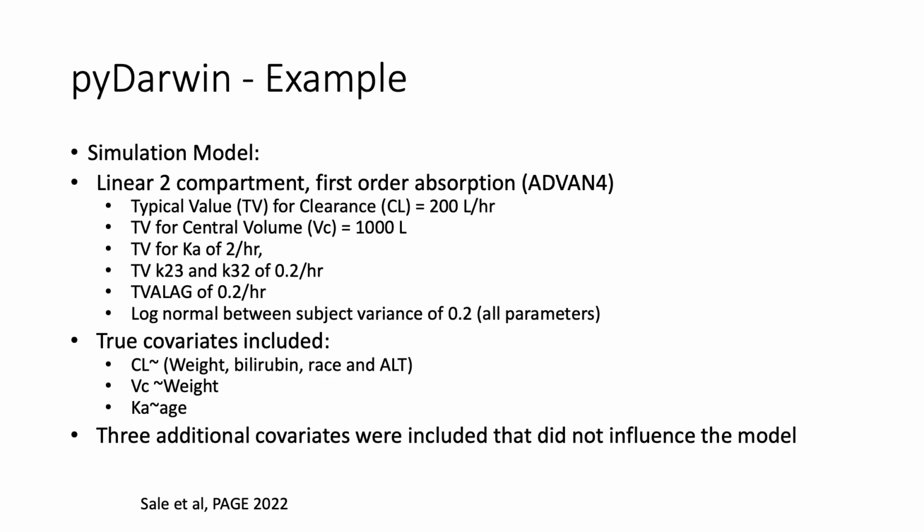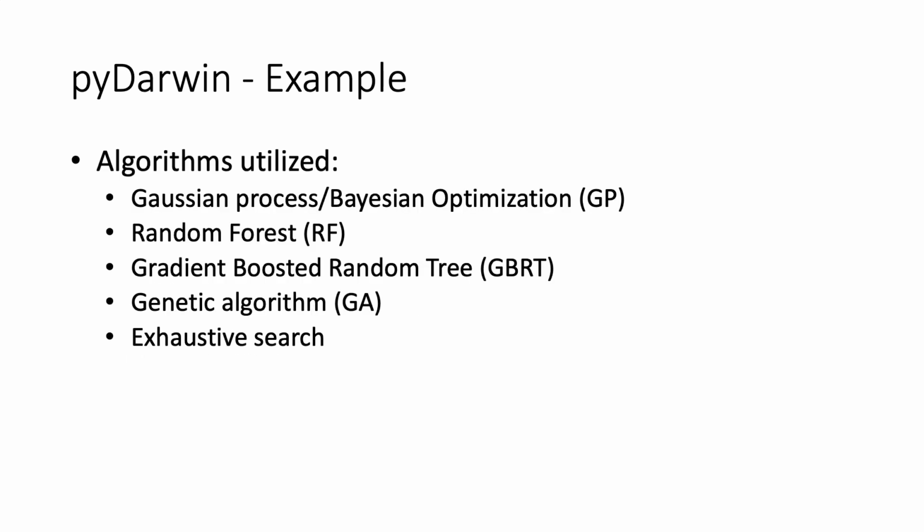Three parameters that have true covariates, including continuous and categorical covariates, and we added 3 additional quote-unquote covariates, basically just random numbers that did not have an influence in the model. We applied the Gaussian process, Bayesian optimization algorithm, the random forest, the gradient boosted random tree, the genetic algorithm, and the exhaustive search.